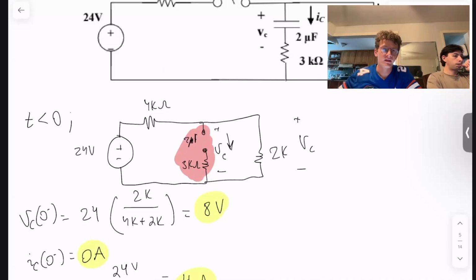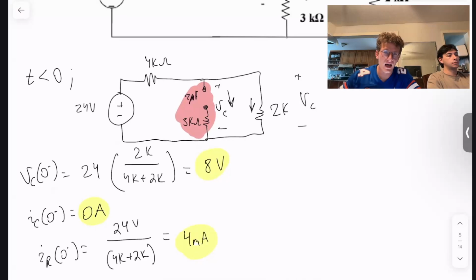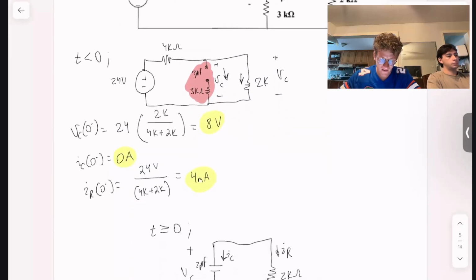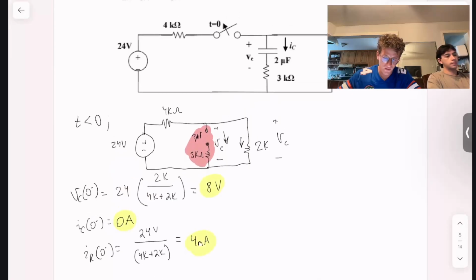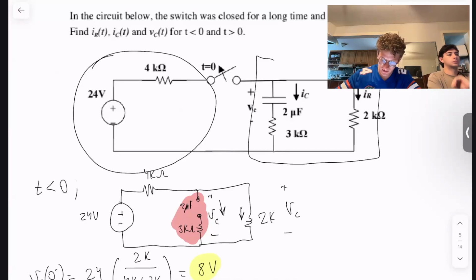And then to find the current through our resistor, simple Ohm's law, V over R is equal to I. So you have your 4 kilo ohm resistor in series with the 2 kilo ohm resistor. So our total resistance is 6 kilo ohms. So 24 volts over 6K gives us an initial current through the resistor of 4 milliamps. The next thing we want to do is draw the circuit after the switch has been flipped. So that disconnects this part from the circuit, leaving us just with this.